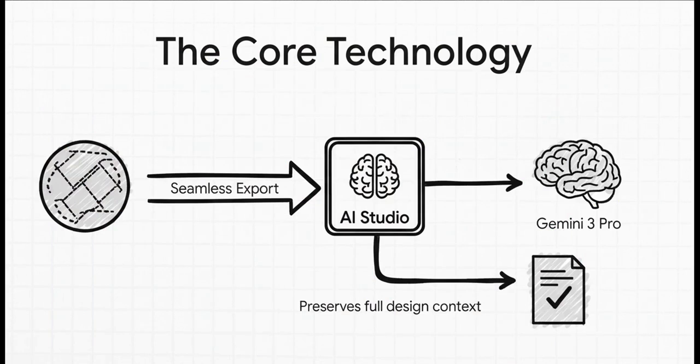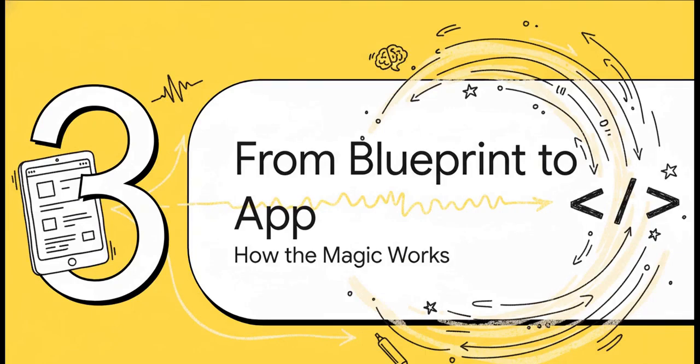So the secret sauce here is that seamless connection between Stitch and AI Studio. It's not just sending a picture over, it's sending the entire context of the design. Gemini 3 Pro understands it all automatically, which means no more manually copying and pasting little bits of code. That whole nightmare? Gone. Okay, so that's the high-level idea. It sounds amazing, but how does it actually work? Let's break down the step-by-step.